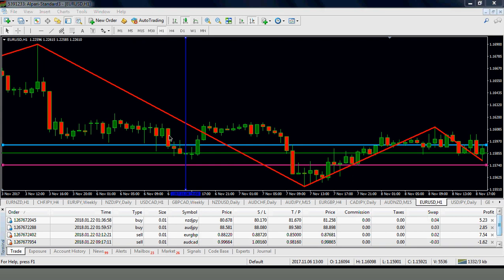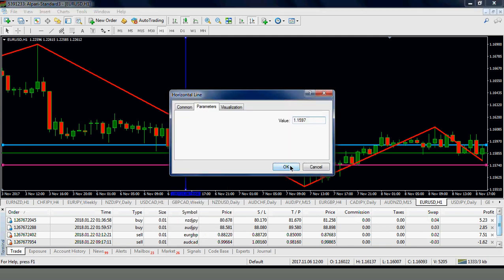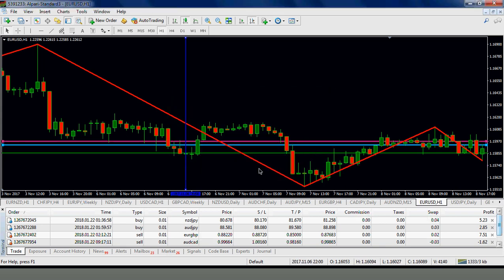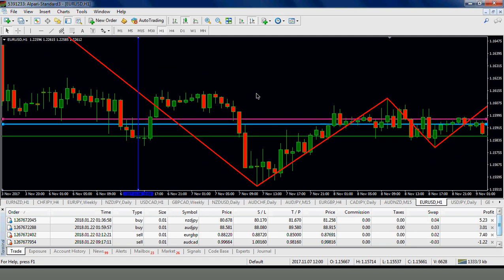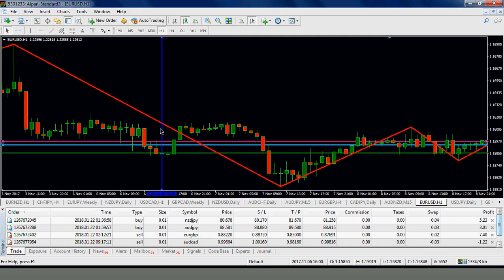1.1609 plus 1.1590 plus 1.1590, divide by 3. So this is for our 1 hour. Now, if we go to the lower time frame, which is 15 minutes, there should be a zigzag indicator at this point. So 15 minutes now.